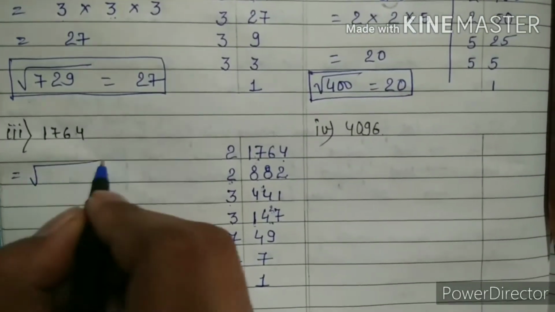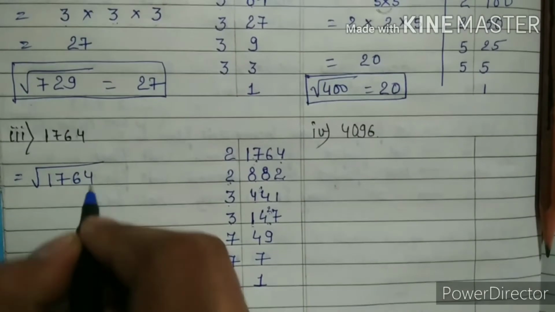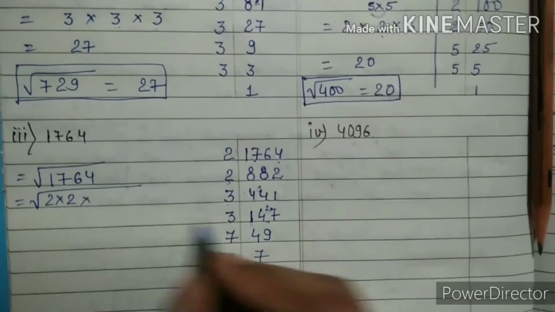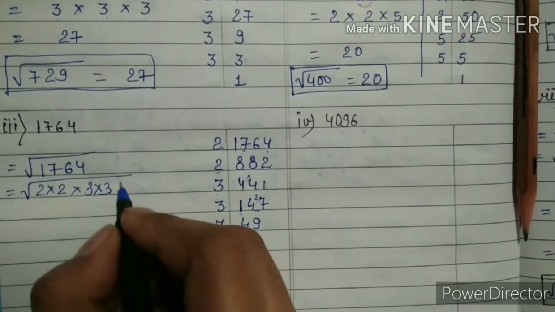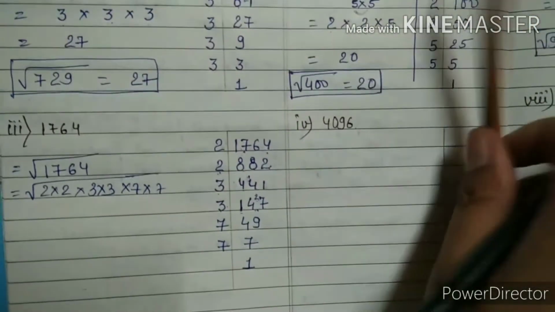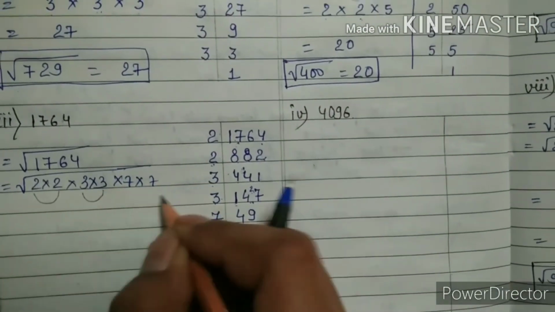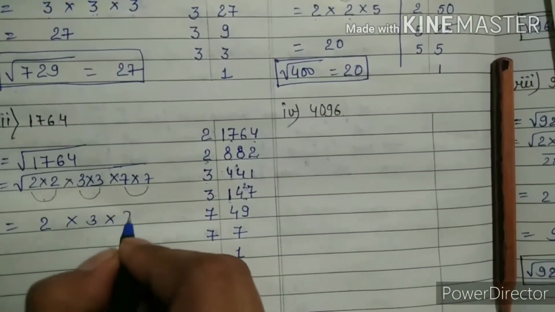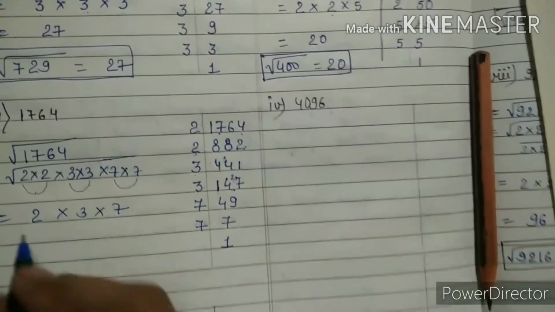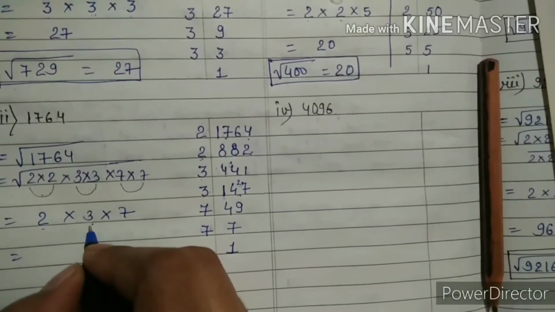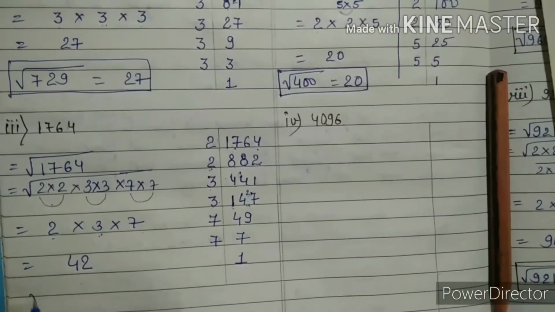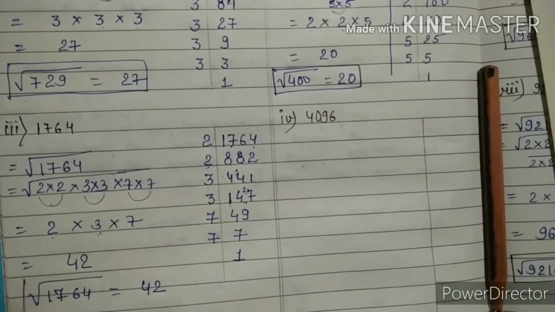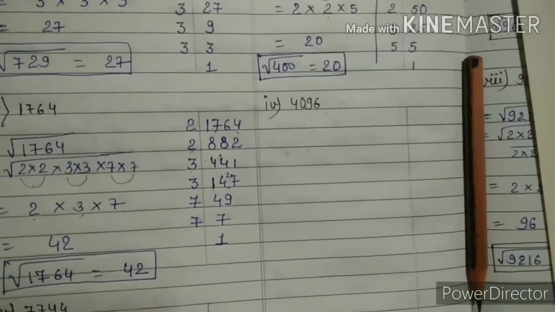So here we had taken the square root of 1764 as the prime factors of 2, 2, 3, 3 and last 7, 7. Can you see the pairing? Yes, here is first, here is second, here is third pairing. So first pair 1, 2, 3 and 7 come out of the root. So 2 3s are 6, 6 7s are 42. It means the square root of 1764 is 42. This is the answer of the third one.